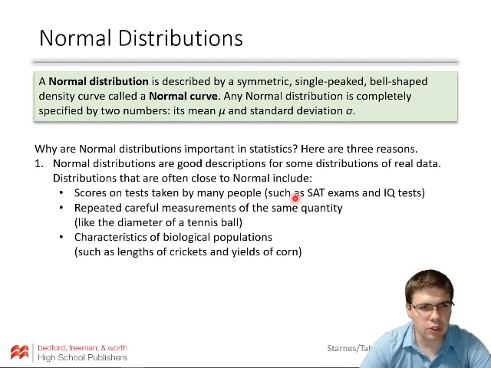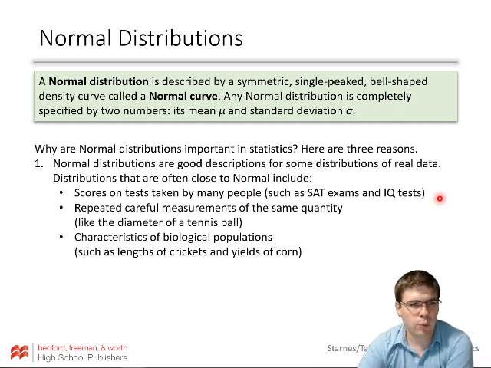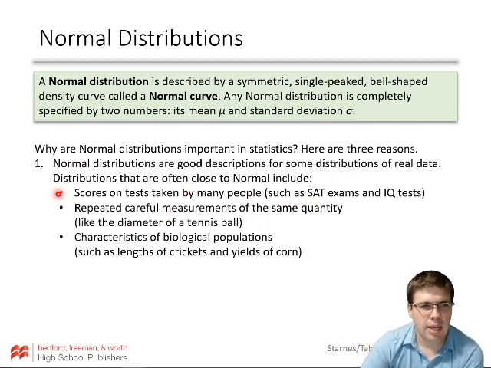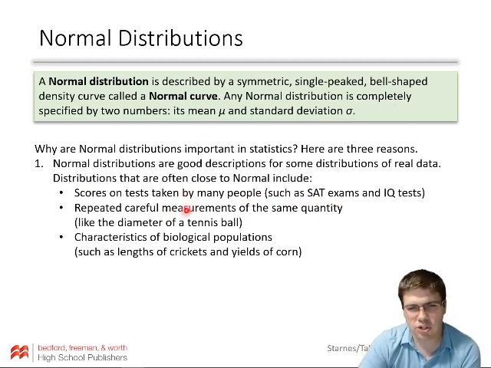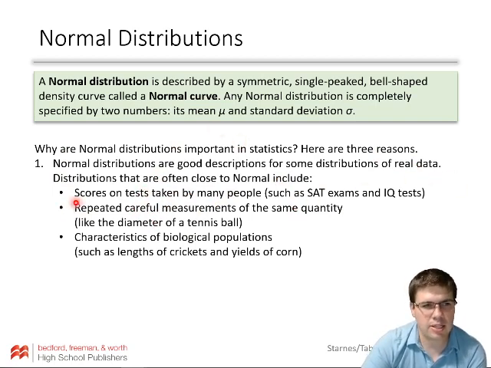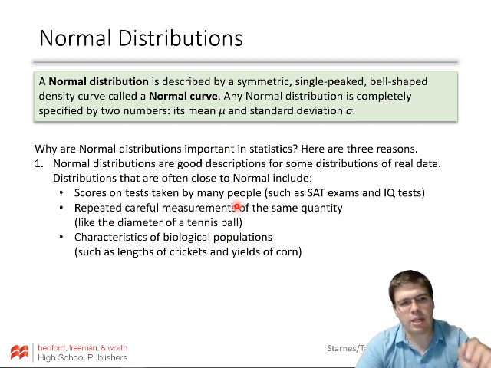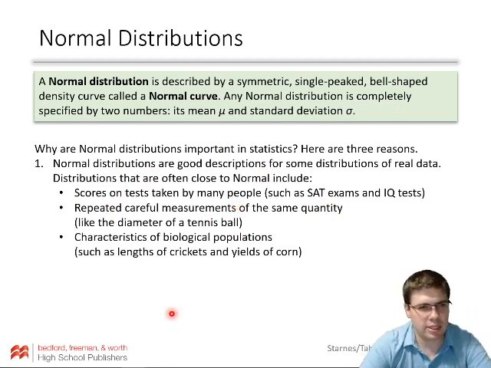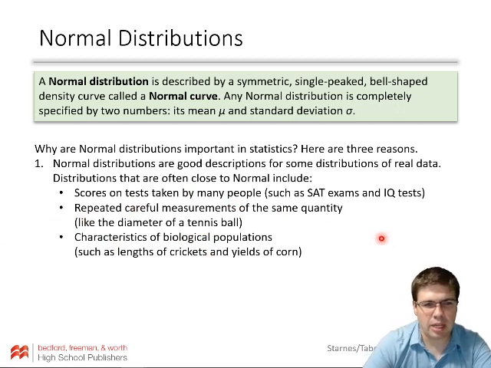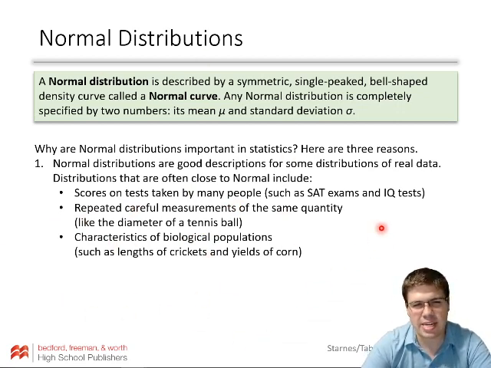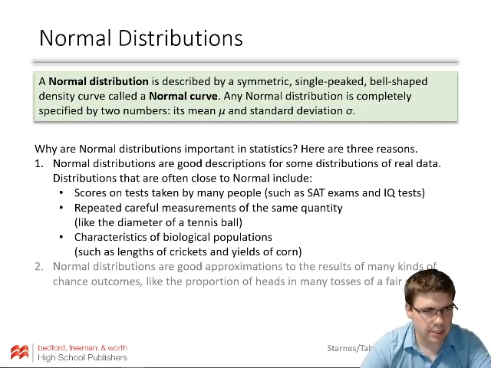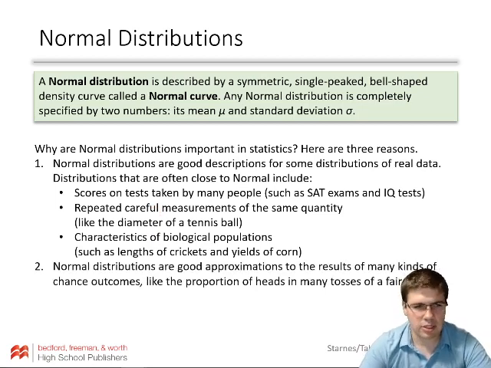Normal distributions are good descriptions for some distributions of real data. It just shows up naturally sometimes, right? Test scores can be that. If we repeat careful measurements over and over again, we end up with a normal distribution, a little bit higher, lower, and things like that. And then characteristics of some biological populations. This distribution happens just naturally in some things that we observe. But there are more reasons. Not everything is going to follow that nice normal distribution.